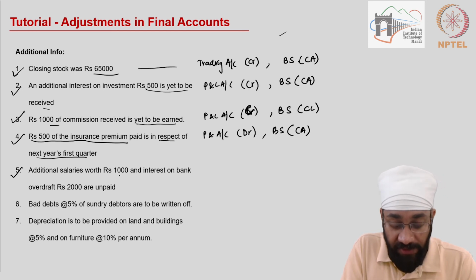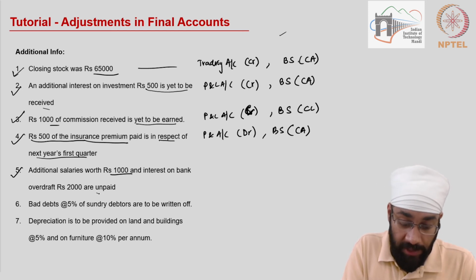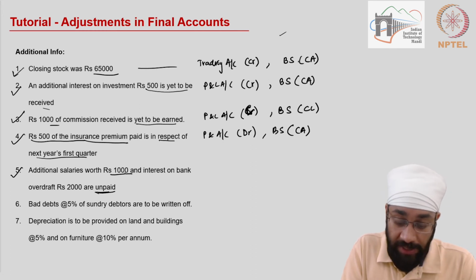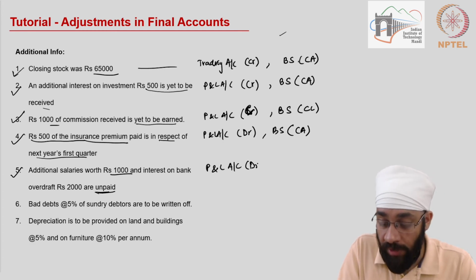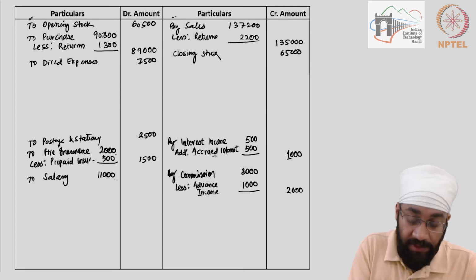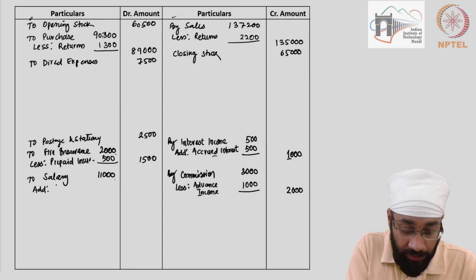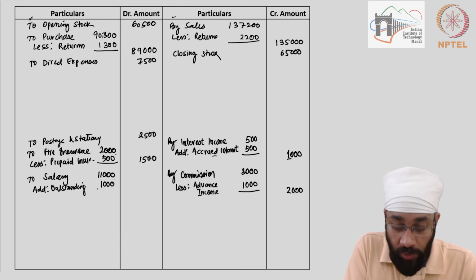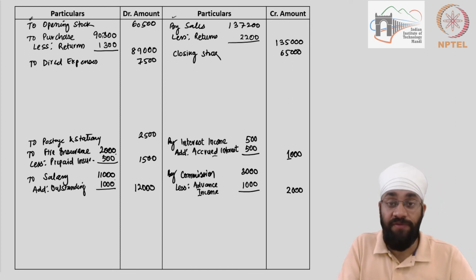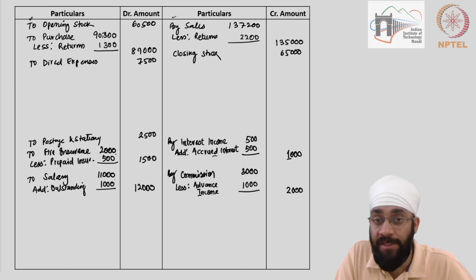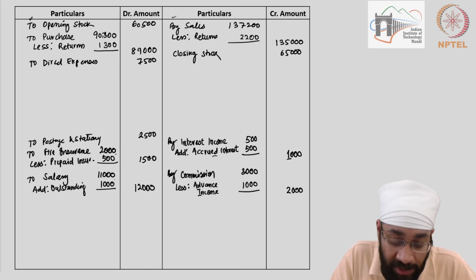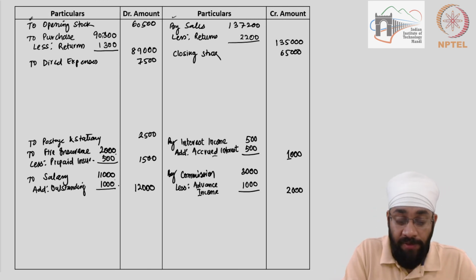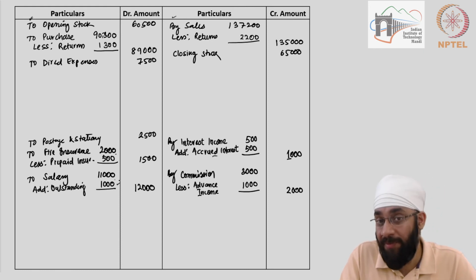Next up, you have additional salaries worth 1000 unpaid. Let me take these one by one. So salaries which are unpaid are going to be shown in the profit and loss account on the debit side. Right now the salary is 11,000 and we have to add to it the outstanding salary, unpaid salary which has become due, which is 1000. So the actual expense of this financial year is 12,000. The trial balance only gives you 11,000. They did not consider the 1,000 which has not been paid. So 12,000 is the actual expense. The 1,000 which has not been paid will be paid within the next 1 year.